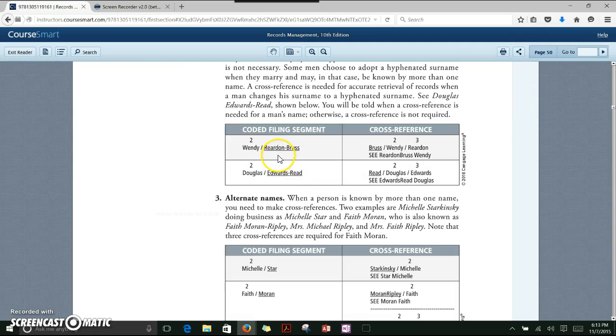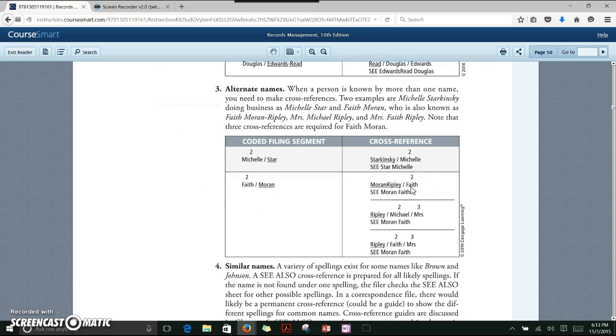And then there's some examples for hyphenated names. It's under Reardon Bruss without the hyphen in there, and then it's under Bruss, and then Wendy, and then Reardon. You've already put it under Reardon, so you don't need to put it there again, and then tell them where to look for the original file. And alternate names like Michelle Starr, who is also known as Starskinski, so Michelle, and then see Star, Michelle, referring back there.